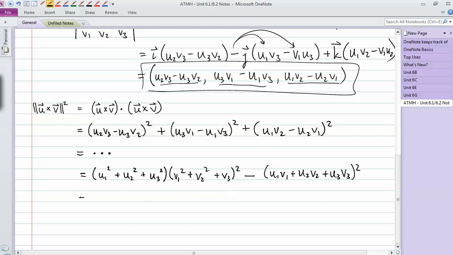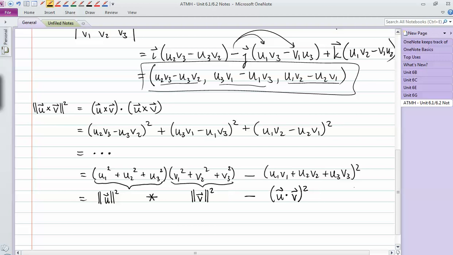Now this thing right here, that's u dot u. So if we use that same rule that we used originally, but backwards, this turns into the magnitude of u squared times the magnitude of v squared, oh whoops, this square goes on the inside, minus, and then this thing right here is u dot v on the inside, all squared. So (u dot v) squared.